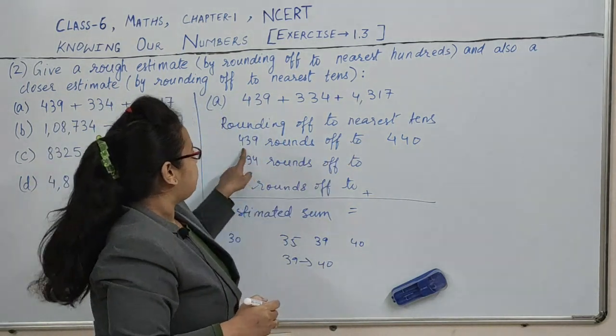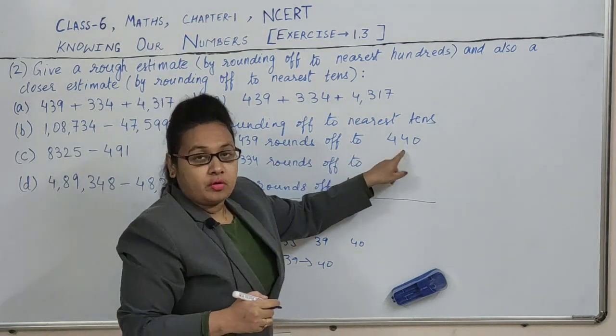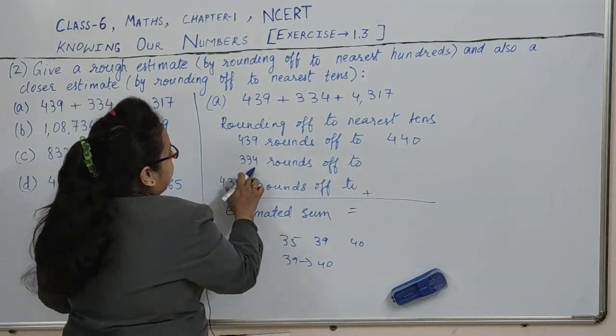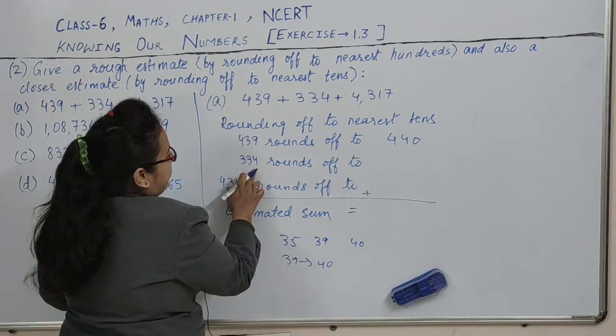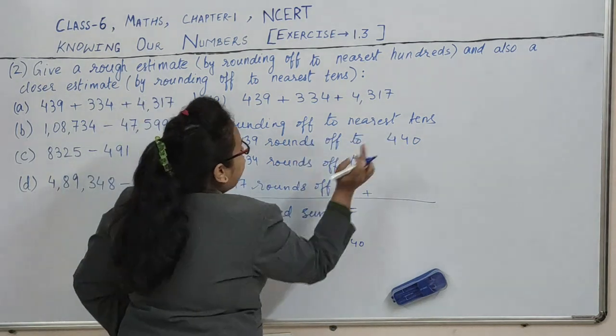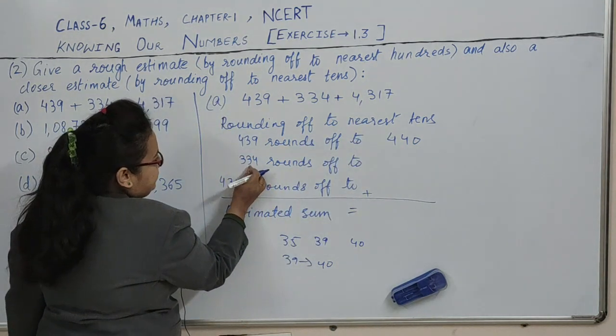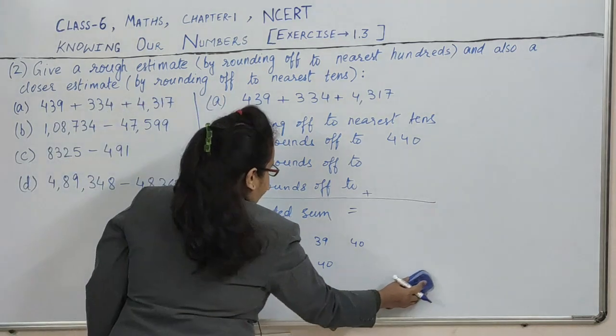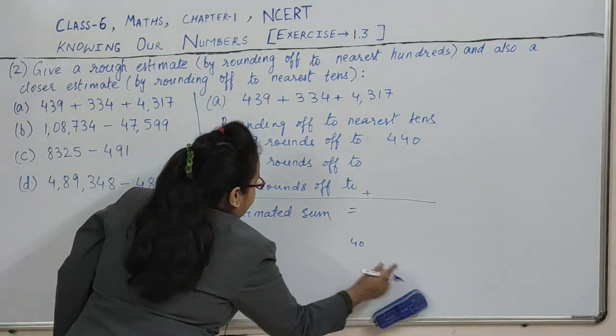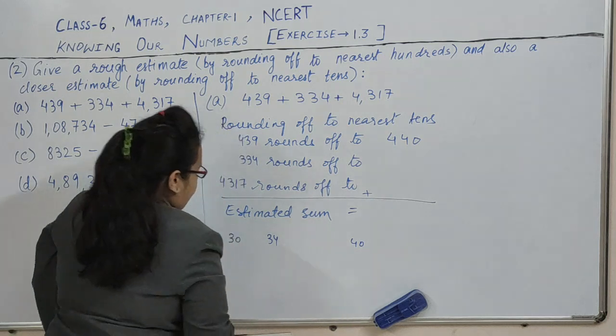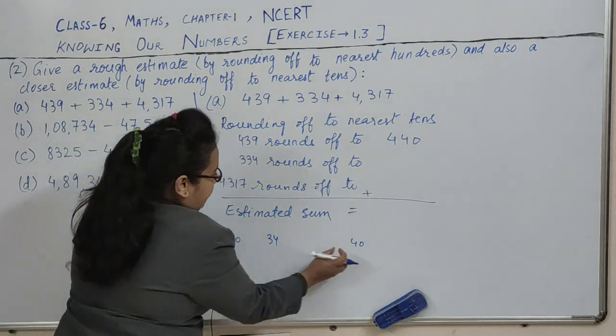So rounding off to the nearest tens, 439 rounds off to 440. Now 334. So we are rounding off to the nearest tens. So we have to take only ones and tens digit. This is again 34. Okay, 34 lies between 30 and 40.